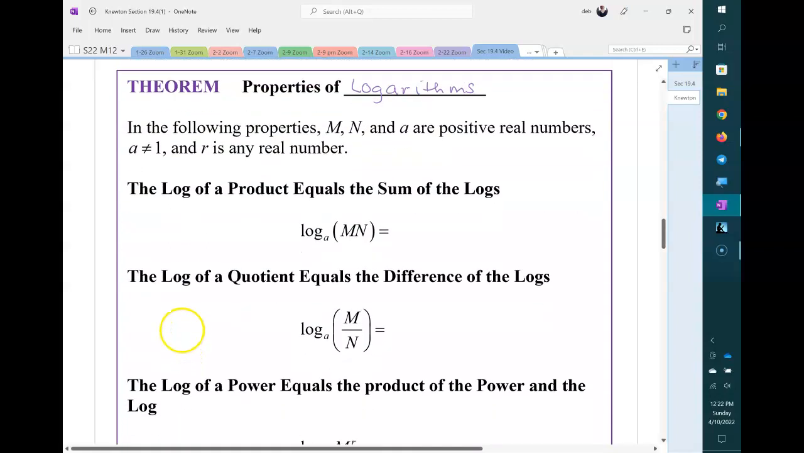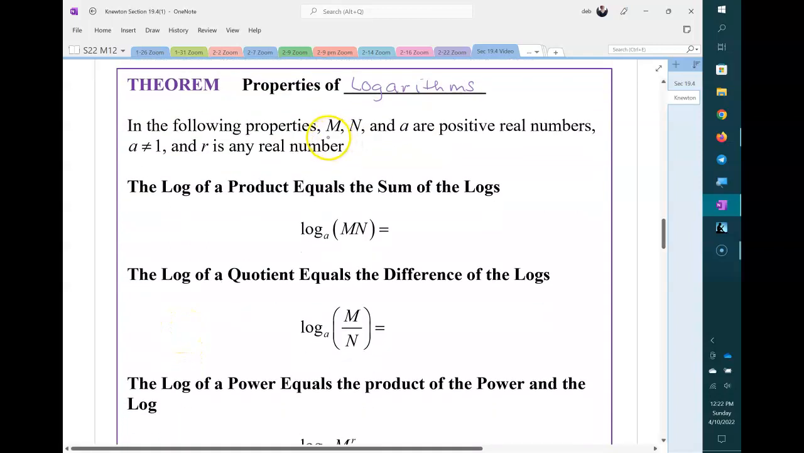So with these properties, it's important that we note that capital N, capital M, and lowercase a are positive real numbers. And r is any real number, so that means it could be negative. But a can't equal 1 because we don't have log base 1, just like we don't have an exponential function with a base of 1. So the log of a product equals the sum of the logs.